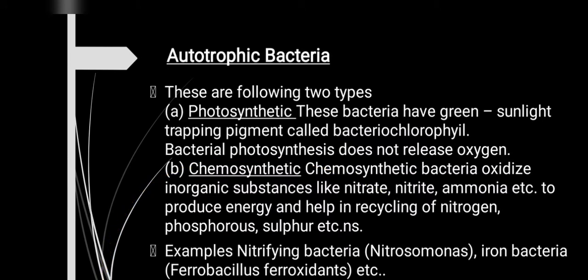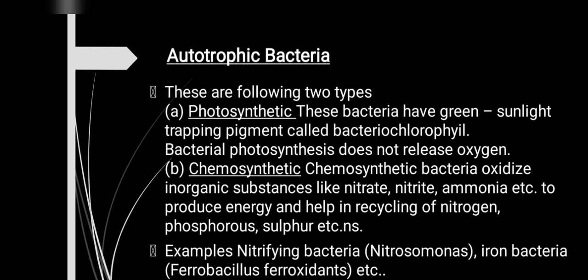Photosynthetic bacteria are bacteria that have a green sunlight trapping pigment called bacteriochlorophyll, and this bacterial photosynthesis does not release oxygen. They have a chlorophyll molecule called bacteriochlorophyll, similar to that of higher plants, and they do conduct photosynthesis. But unlike the photosynthesis in higher plants, these bacteria do not release oxygen.